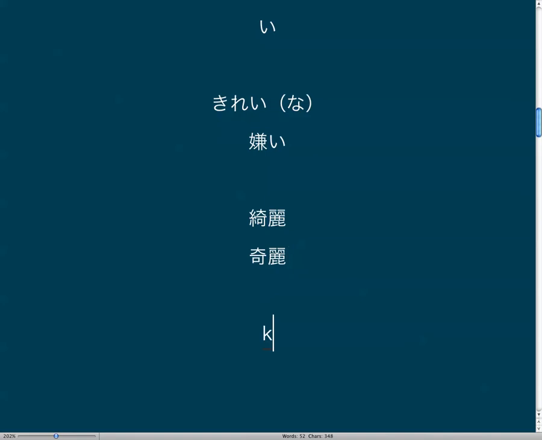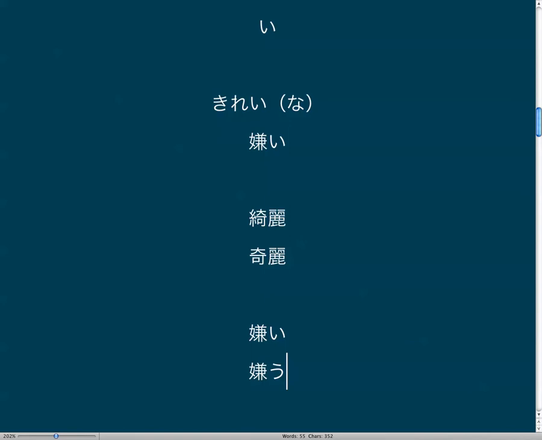In fact, kirai is one of the rare na adjectives that end in i without a kanji. This has to do with the fact that kirai is actually derived from the verb kirau.